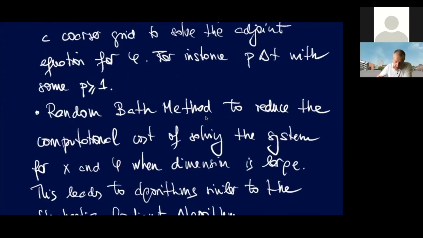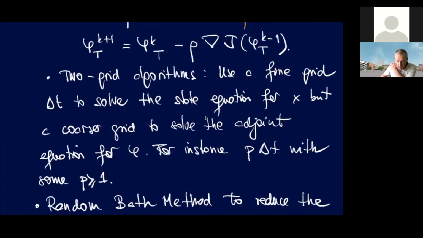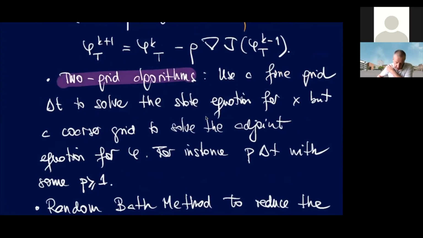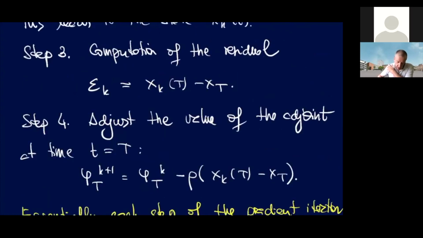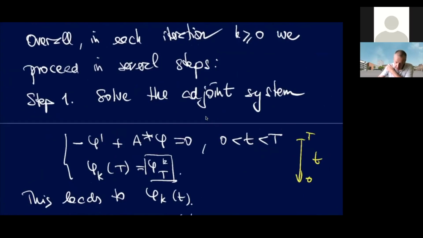What are other variants? There can also be two-grid algorithms. We mentioned that the other day. What does two-grid algorithm mean? In practice, here I am discussing everything at the purely theoretical level. But when I come to practice, I have to solve first this adjoint system backward, in every step of the gradient iteration.